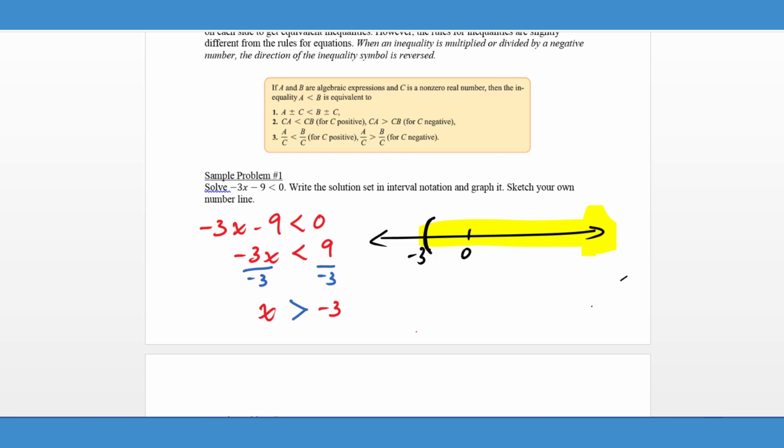I know that's not the best way to do the shading, but you get a sense of where the solution set is. And now this number line actually gives me a good lead-in into my interval notation to write the solution set. So I'm going to use an open bracket with -3, and then we're never equal to infinity, so that also has an open bracket. Okay, so that's the first sample. Hopefully you did that fairly well.